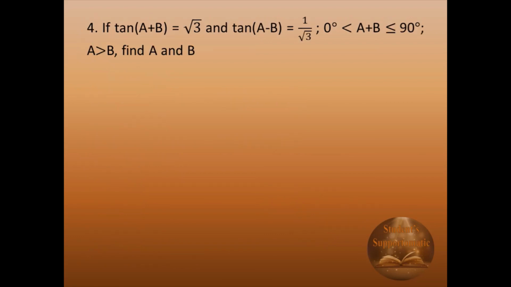And here's one more problem. If tan A plus B is equal to root 3 and tan A minus B is equal to 1 by root 3, A plus B again lies between 0 and 90 degree, and A is greater than B. Find A and B. This is the same kind of problem. So solve it by yourself and comment your answer.